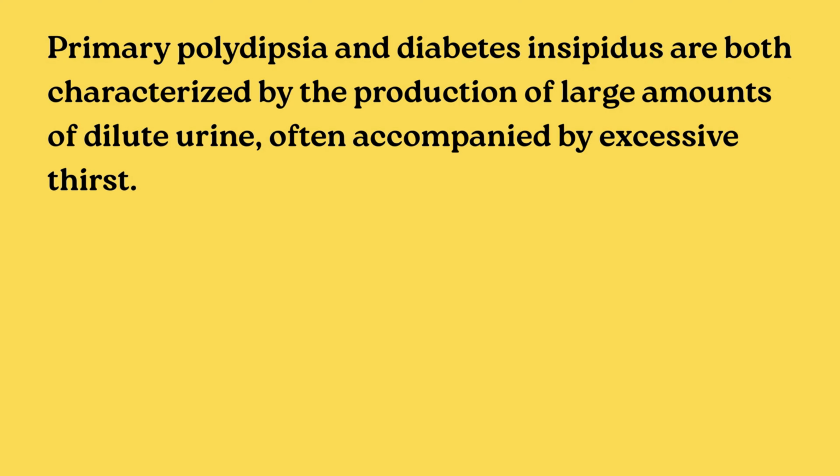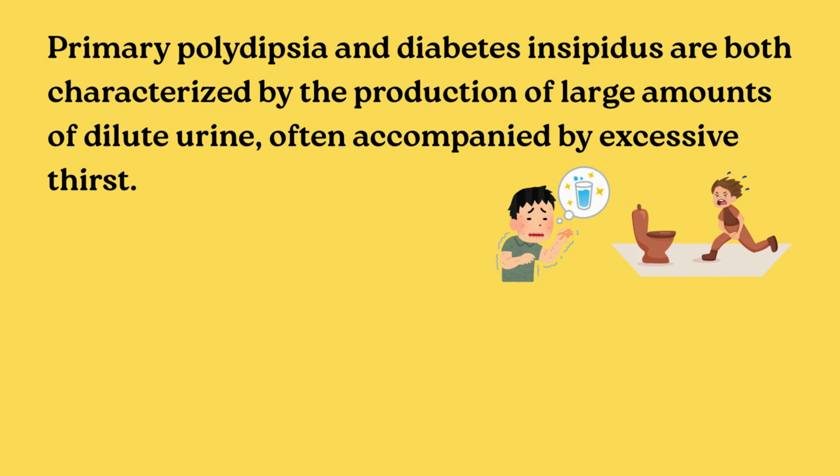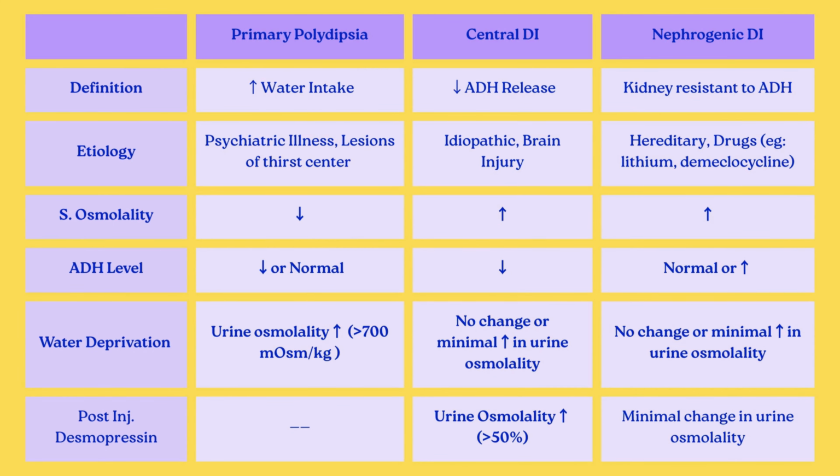Primary polydipsia and diabetes insipidus are both characterized by the production of large amounts of dilute urine, often accompanied by excessive thirst. Let's break down the key differences between primary polydipsia, central diabetes insipidus, and nephrogenic diabetes insipidus. Primary polydipsia is caused by excessive water intake. This is often due to psychiatric conditions or lesions affecting the thirst center in the brain. As a result of the high fluid intake, the serum osmolality drops, and the body's antidiuretic hormone, or ADH, decreases or remains normal because the body naturally suppresses it.